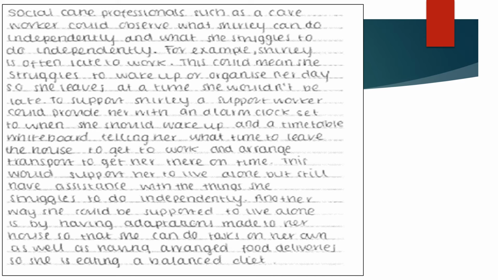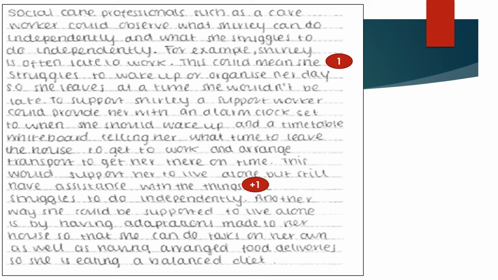Second response, social care professionals such as a care worker might observe what Shirley can do independently, what she struggles to do independently. So they've talked about this, they could observe. For example, she's late to work. This means that she struggles to wake up, organise her day, so she leaves at a time that wouldn't be late. So they talk about support worker providing an alarm clock, which was on the mark scheme. So we'll kind of give that as a point. And it talks about having a whiteboard, having transport arrangements, support. And again, this would support her to live alone, but still have assistance with things she struggles to do independently.